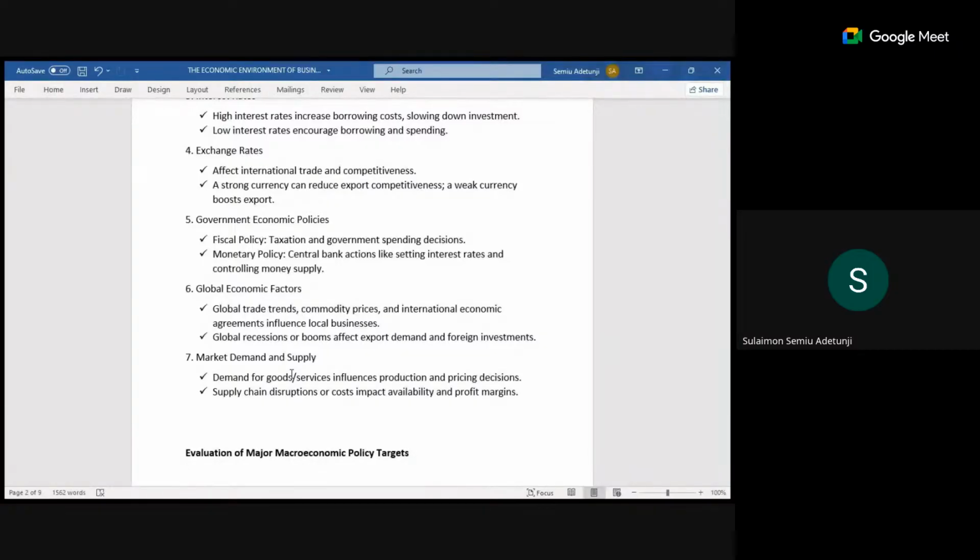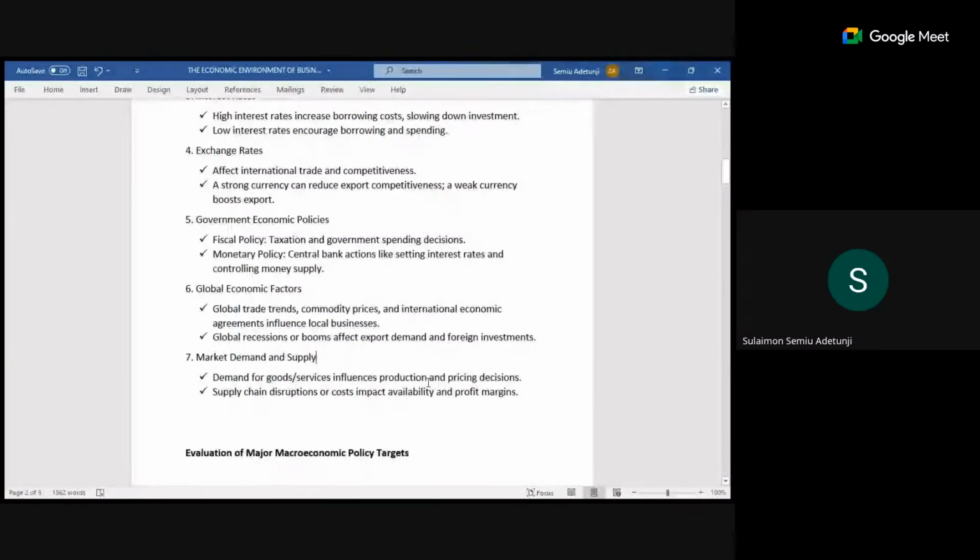Then, if there is an agreement between countries, like ECOWAS, Nigeria can comfortably trade with other African countries. That is what they call removing trade barriers within the African countries. Global trade trends, commodity prices, and international economic agreements influence local business. Then global recessions and booms affect export demand and foreign investments.